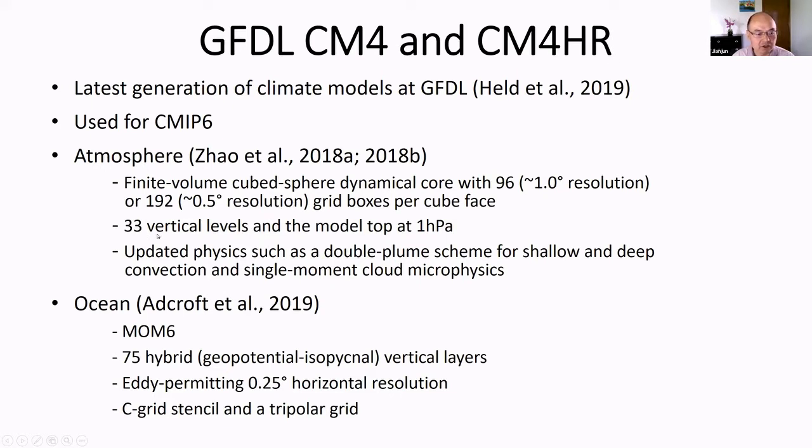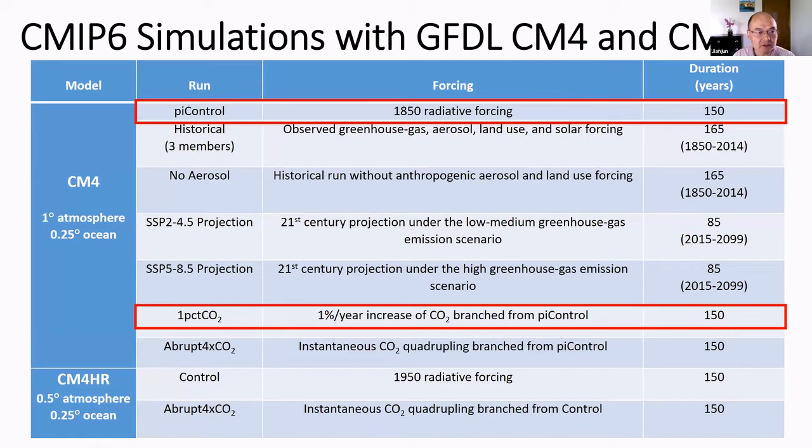There are 33 vertical levels, and the ocean model is based on MOM6. This is a hybrid coordinate ocean model, geopotential plus isopycnal, with 75 hybrid layers. The model uses a horizontal resolution of a quarter degree, so relatively high resolution. This table lists the CMIP6 simulations with CM4 and CM4 HR.